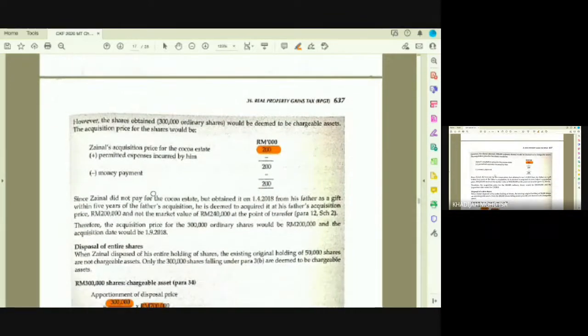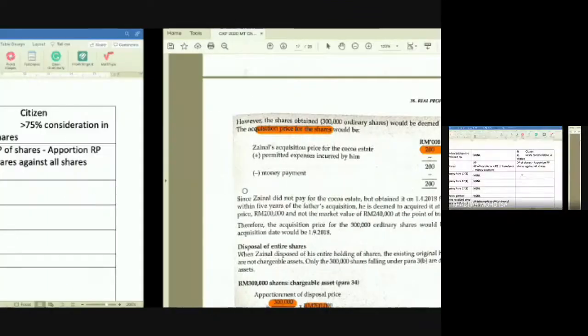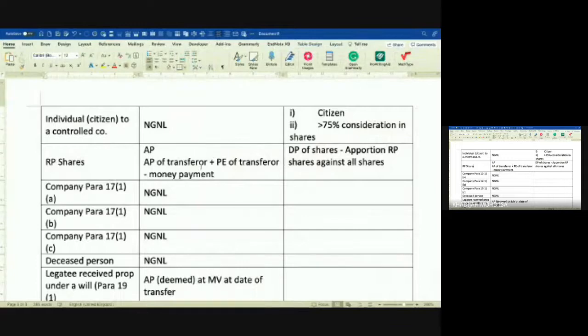Right? So this is the acquisition price for the shares. The acquisition price for the shares is based on the acquisition price for the COCO estate plus permitted expenses minus money payment. So this is the one that I was talking about, right? The acquisition price of the transferor plus PE of the transferor minus money payment. Right, and then the disposal of the shares, you have to apportion RP shares against all shares.